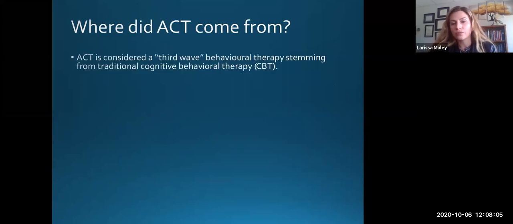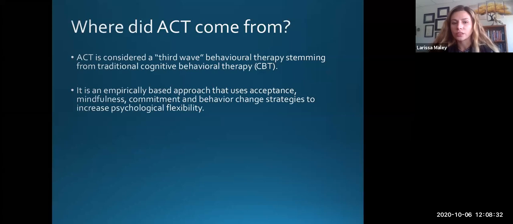So where did it come from? Well, it's considered a third wave behavioral therapy, which means that it really stems from traditional cognitive behavioral therapy. But the third wave component is the addition of mindfulness. Individuals might be familiar with dialectical behavior therapy, or DBT, which is also considered a third wave. It comes from the foundation of CBT, but it adds some extra components to it.